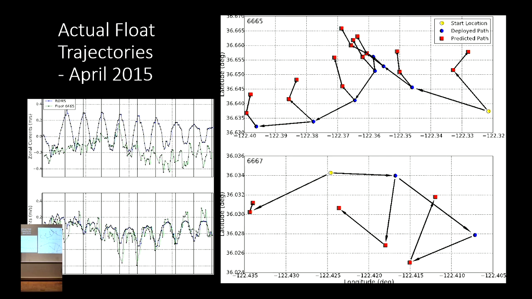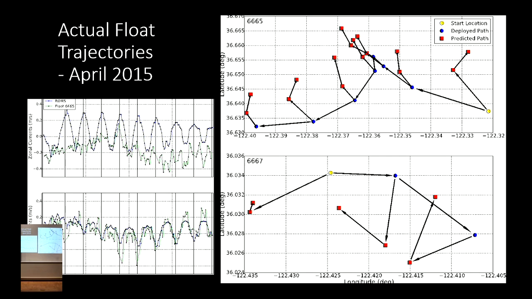This is the other float. So this one's even worse. ROMS says it's going to go west, and it went east. Here, ROMS says it's going to go east. I'm sorry, ROMS said it's going to go south and then west, and it went east.